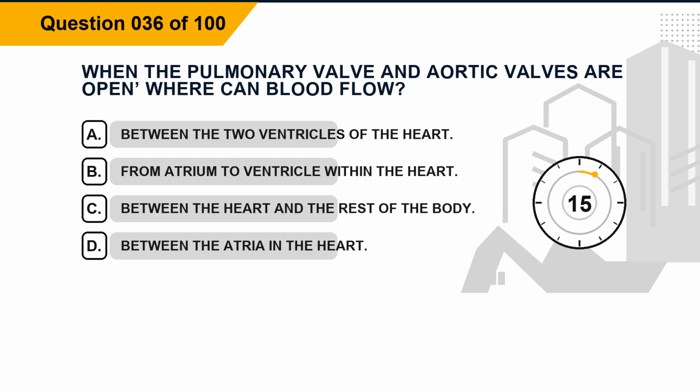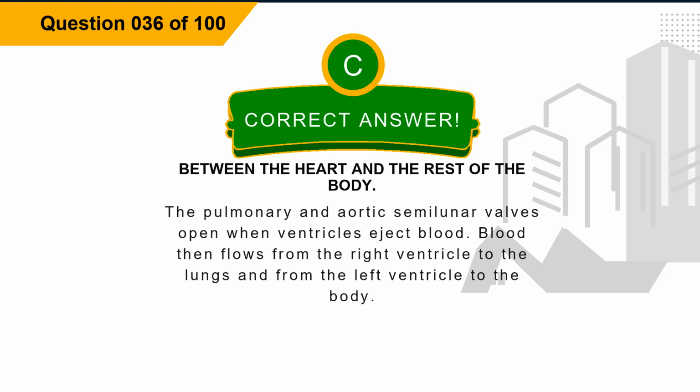Question 36. When the pulmonary valve and aortic valves are open, where can blood flow? Option A, between the two ventricles of the heart. Option B, from atrium to ventricle within the heart. Option C, between the heart and the rest of the body. Option D, between the atria and the heart. The correct answer is option C, between the heart and the rest of the body.